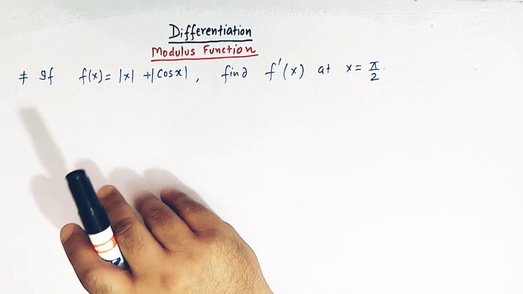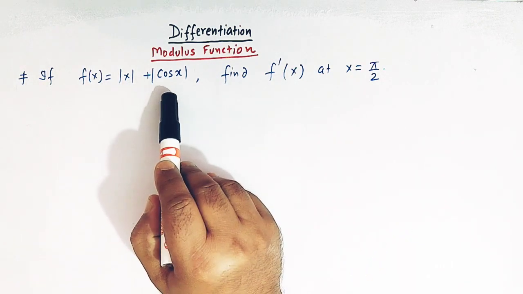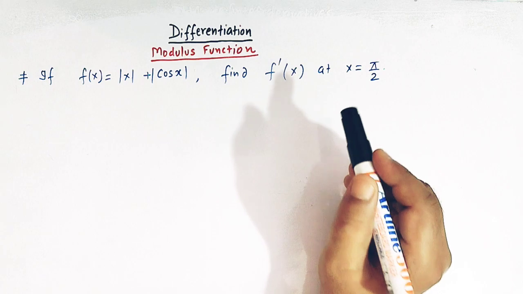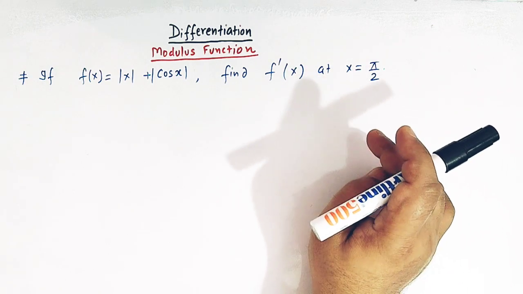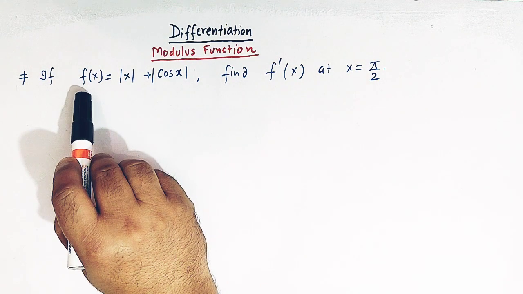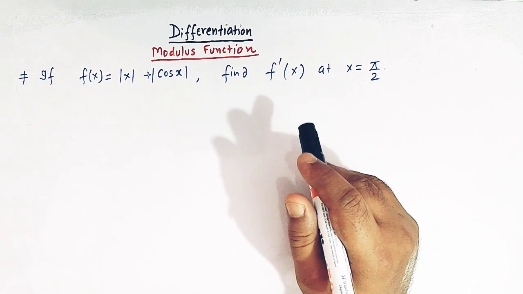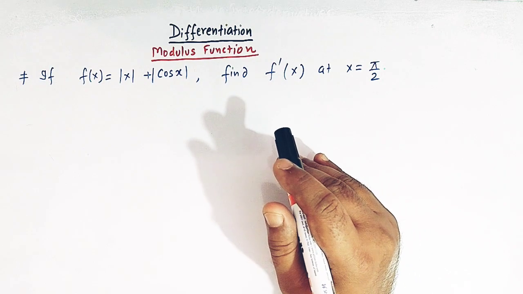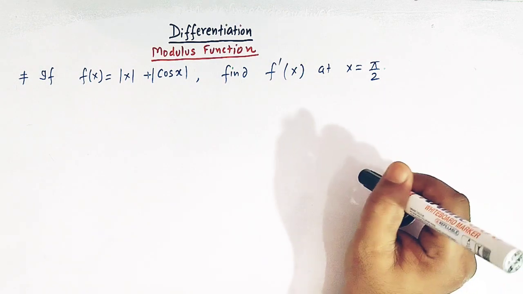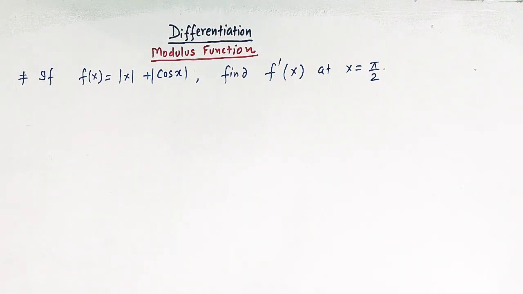So here the problem is to find the derivative of this function, which is the sum of two mod functions, at the point x equal to pi by 2. For this, we'll find the left hand derivative and the right hand derivative of f of x at x equal to pi by 2. We'll see whether they exist or not, and if they exist, they must be equal for the derivative to exist at x equal to pi by 2.